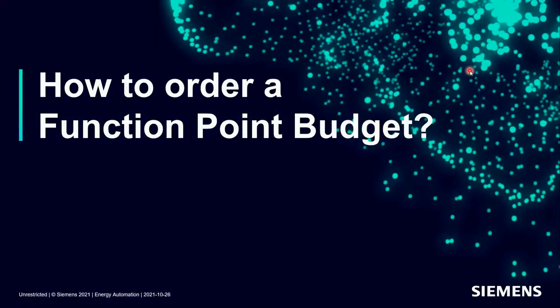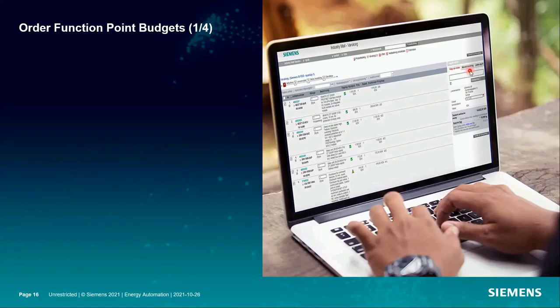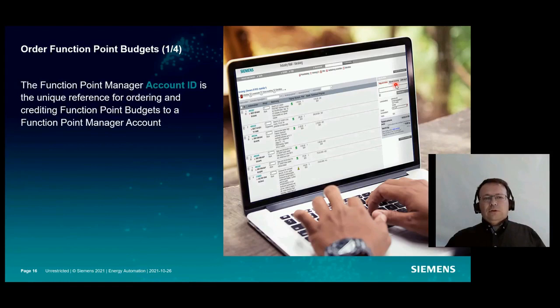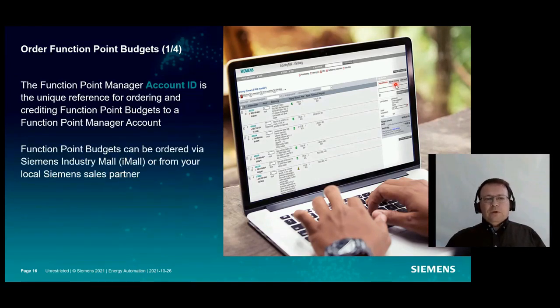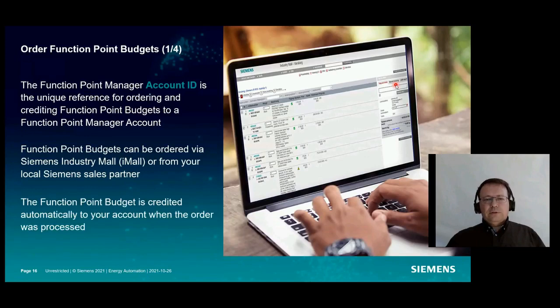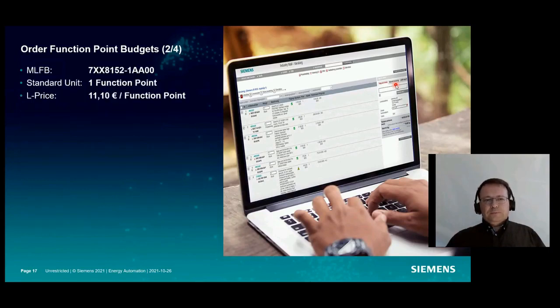How to order a function point budget. So the first point is, I already told you, you need this account ID. That's a unique reference for ordering and crediting function point budgets to a function point manager account. The function point budgets can be ordered via Siemens Industry Mall or from your local Siemens sales partner, as you would do for any other SIPROTEC 5 device ordering. And the function point budget is credited automatically to your account when the order was processed.